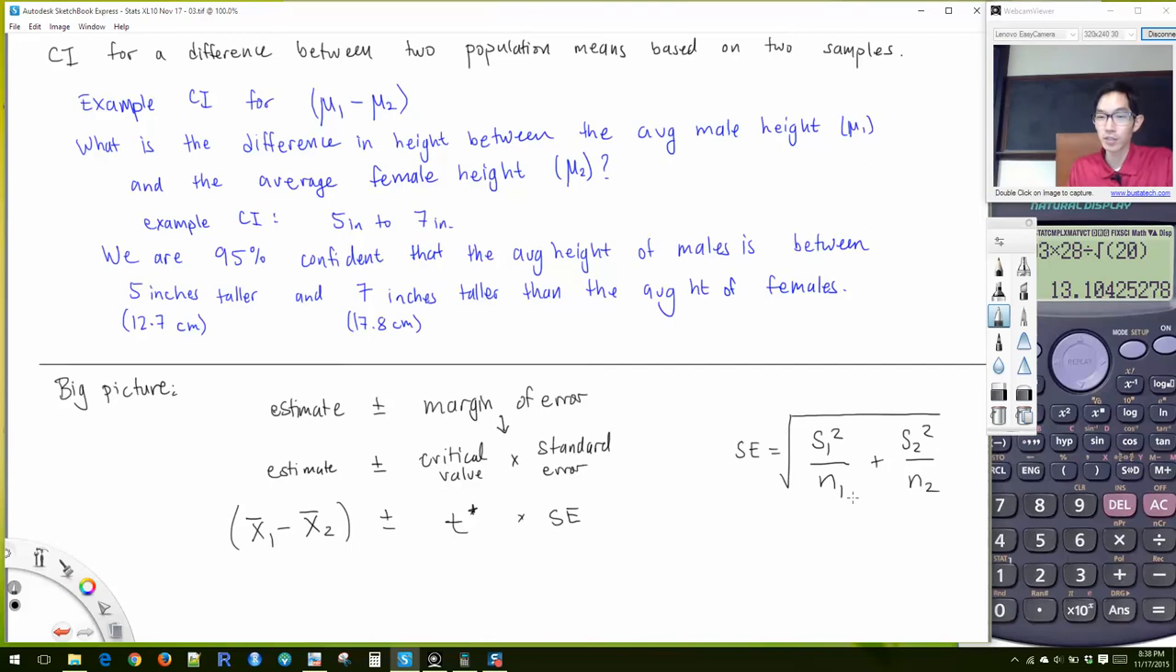So all you need to do is go through the sample, pick out your numbers and plug them in, okay? And then t star needs the degrees of freedom. The df for t star is equal to n minus 1, but we have two n's. We've got an n1 and an n2. So we use the smaller value between n1 and n2 as our n, okay? Use the smaller value between n1 and n2, and then n minus 1.